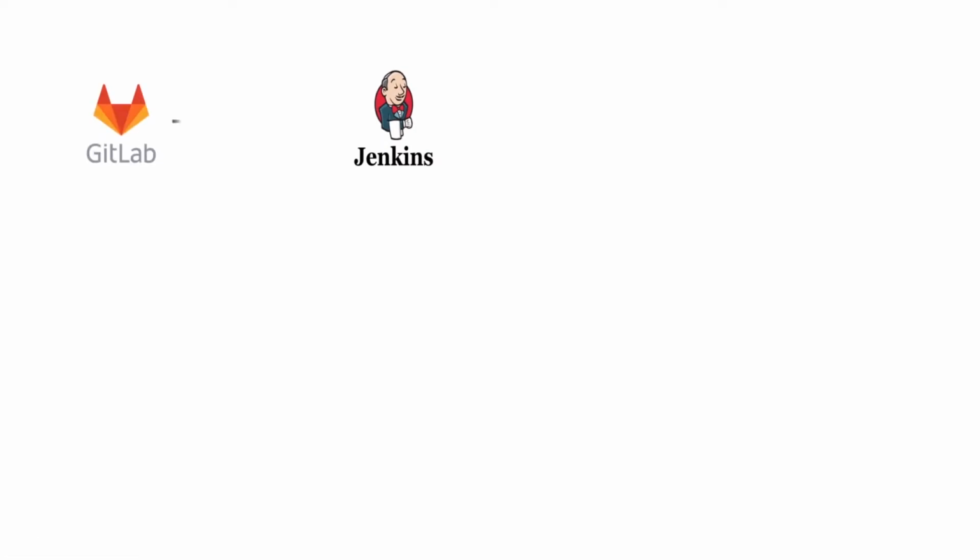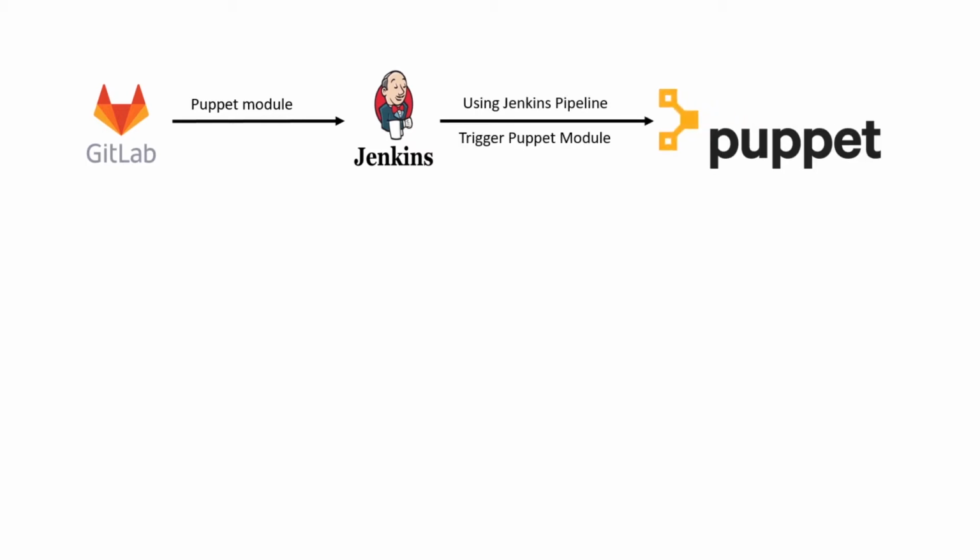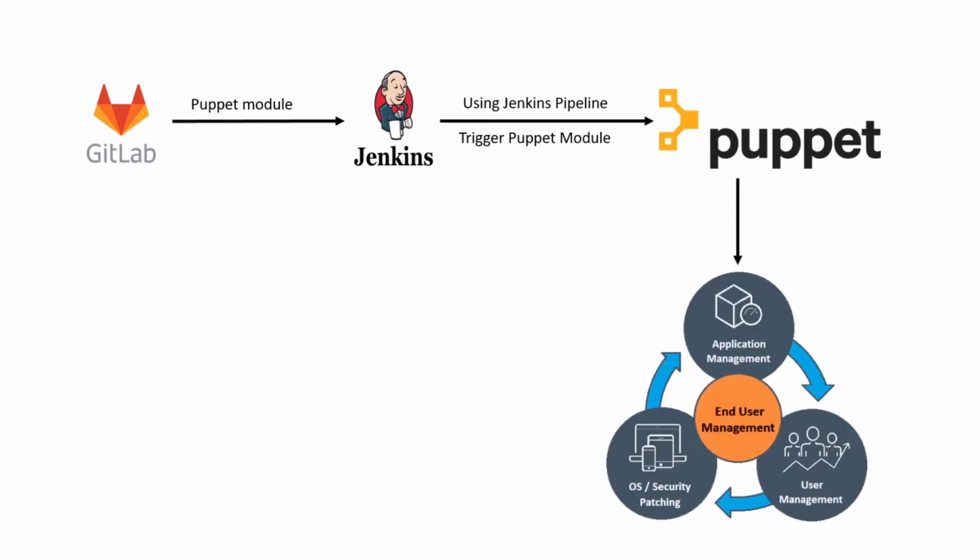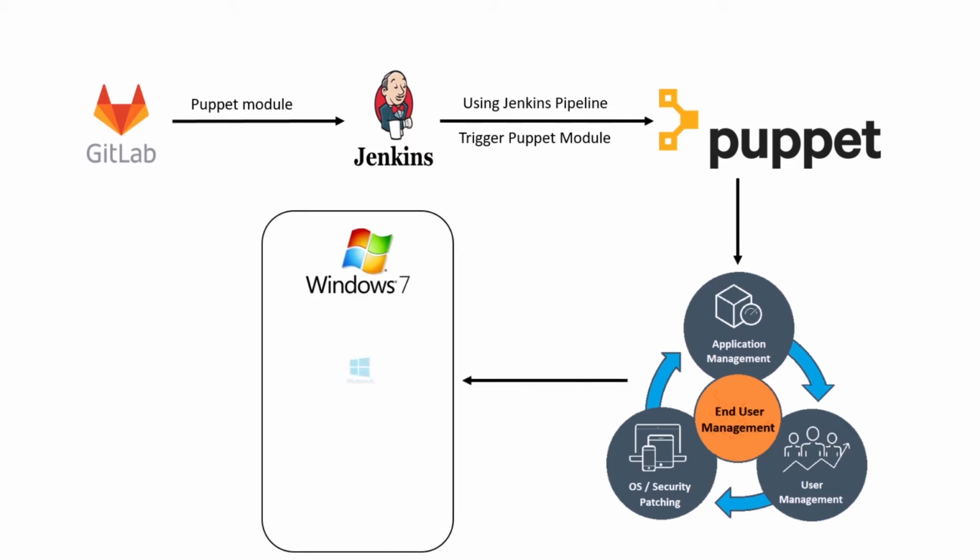Jenkins's job will be to pull the end-user management Puppet code from GitLab. In the next stage, Jenkins will trigger the Puppet module in the Puppet server, which will perform the below tasks: OS patching, application installation, application upgrade, and creating a user on Windows servers.